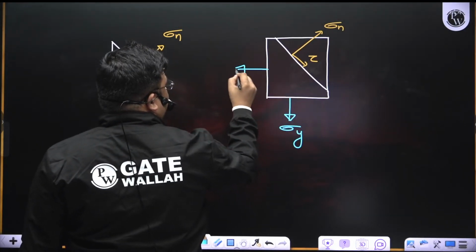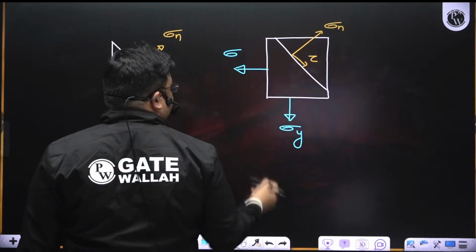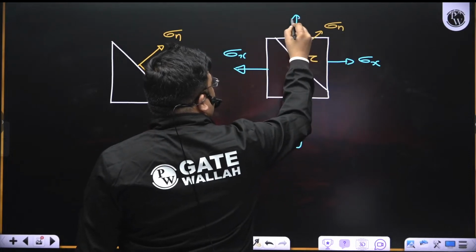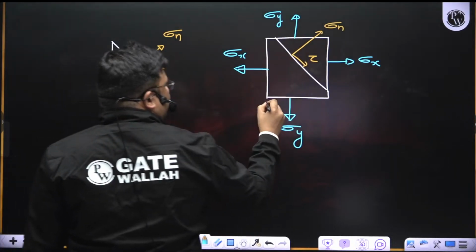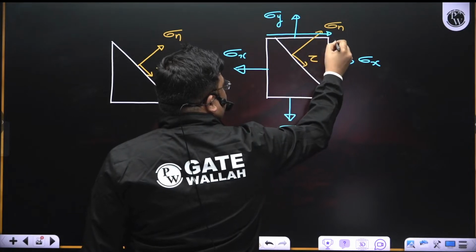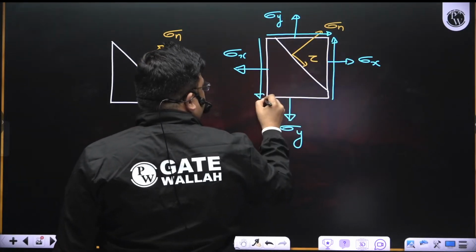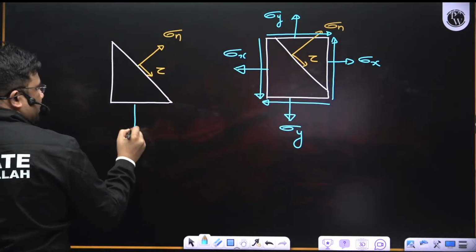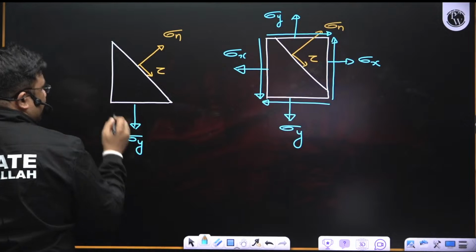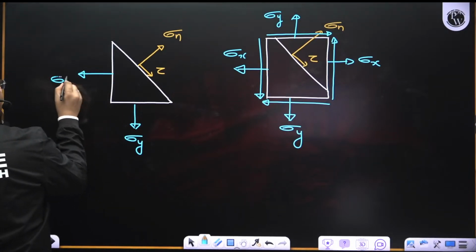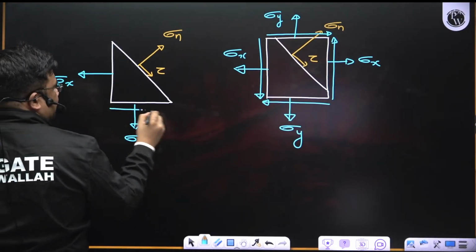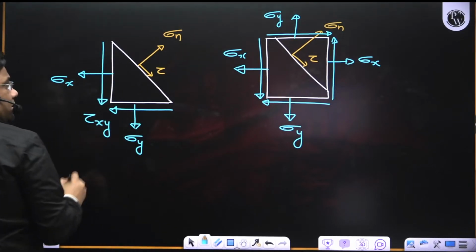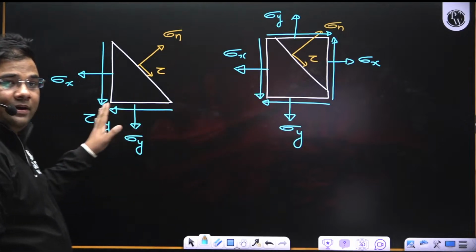So this is sigma y, sigma x, right? This is also sigma x, and this will be sigma y, and this will be your shear stress, right? So when they are mentioning like this, they will only mention this part. Whatever stress they are writing, this will be sigma y, and whatever stress they are writing, this will be sigma x. And whatever shear stress they are writing here, that will be what? Tau xy, right? Understood?